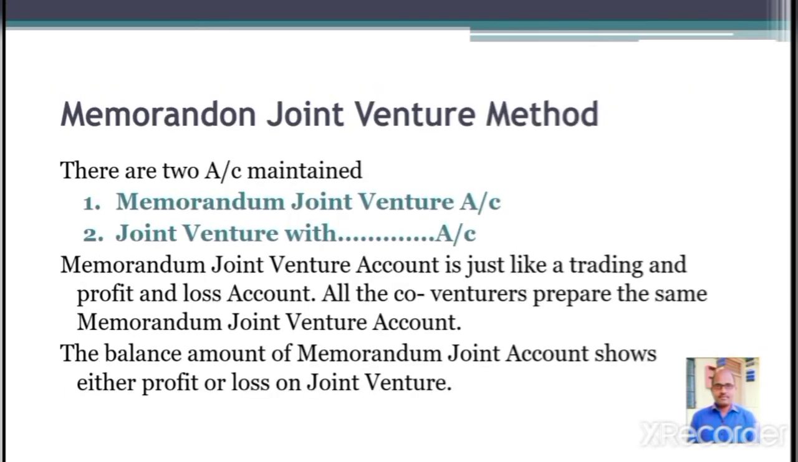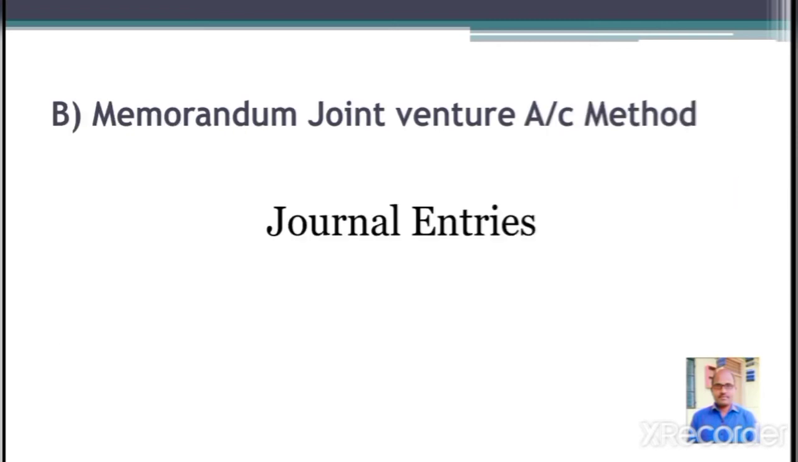Memorandum joint venture method. Under this method, mainly there are two accounts which are prepared. One is memorandum joint venture account and the other is joint venture account with co-venture account. Memorandum joint venture account is just like trading and profit and loss account. All the co-ventures prepare the same memorandum joint venture account. The balance amount of the memorandum joint account shows either profit or loss on the joint venture. Journal entries in memorandum joint venture account method.